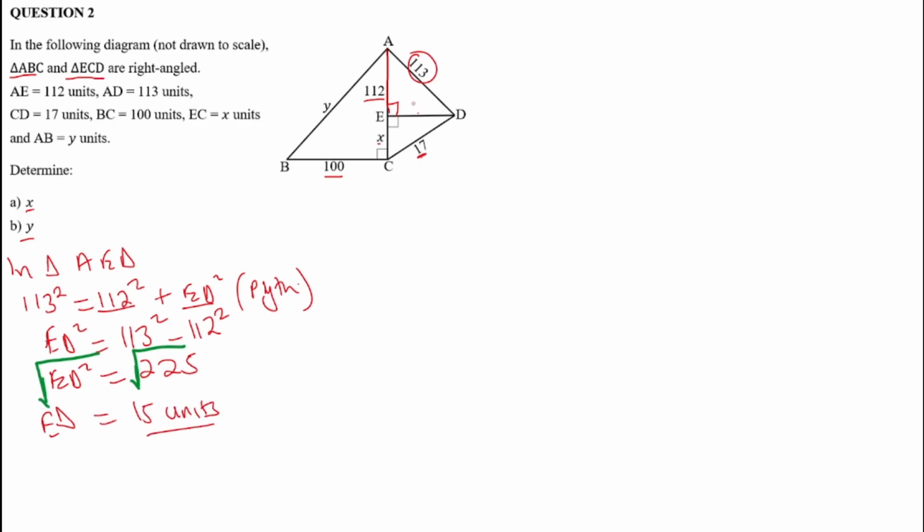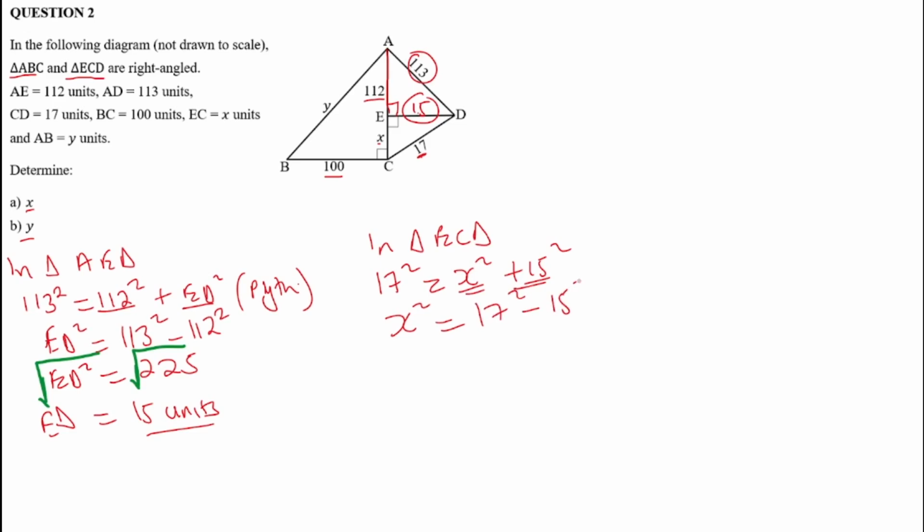Now we managed to find ED, so we can find X in triangle ECD. Let's find X. CD is the hypotenuse. In triangle ECD, 17 squared is equal to x squared plus 15 squared, because we managed to get our ED there. And then we are going to subtract 15 squared from both sides of the equation so that we have x squared. So x squared is equal to 17 squared minus 15 squared.